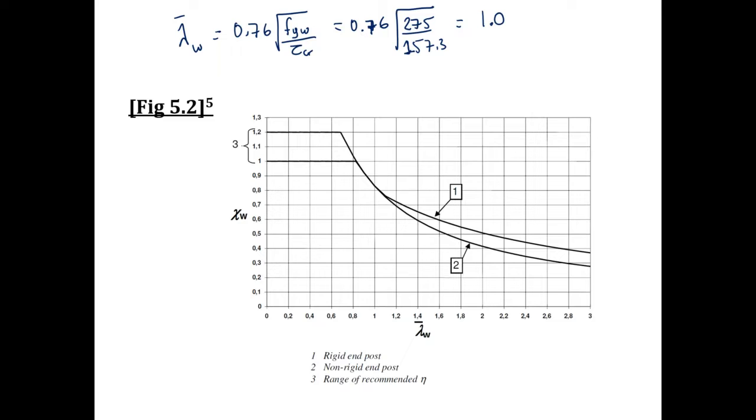Got that right. So then from figure 5.2 in Eurocode 3 part 1 part 5, we go to the value of 1. We come up and hit the curve. In this case, it doesn't matter whether it's a rigid end post or a non-rigid end post because they're both on the same line here. So we don't have to worry about which one we have in terms of our detailing. Okay, so we come across there, and from that we get 0.83. Okay, so the reduction factor is 0.83 from equation 5.2.